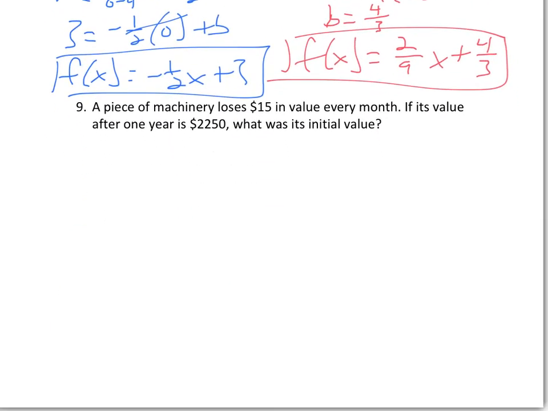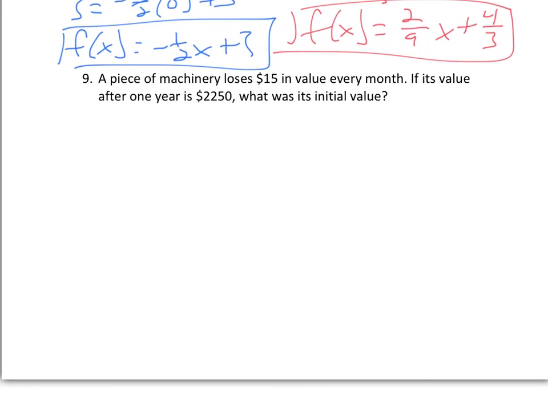Good stuff. And the last one is another word problem. So with this word problem, what we're going to do is we're going to talk about this piece of machinery. It loses $15 each month. Okay, the value after 1 year is $22.50. What's the initial value? Well, we need to find our x and our f of x. So x is going to be months, right? Months that you own it.